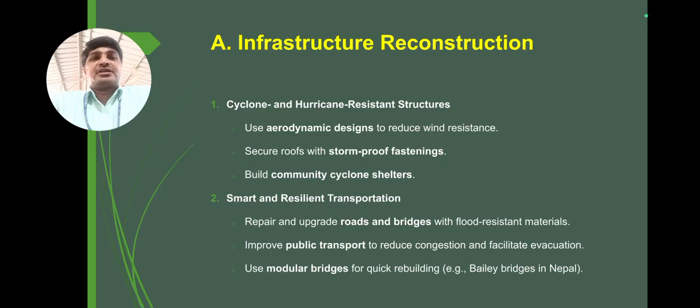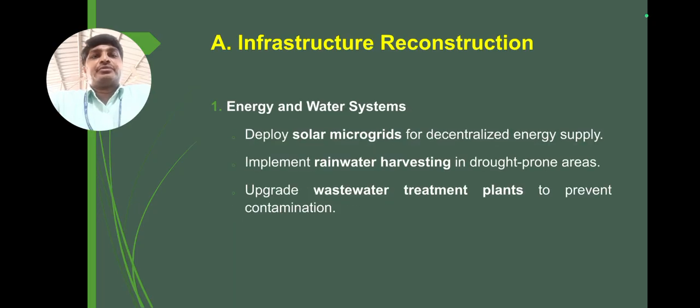Next is smart and resilient transportation. Repair and upgrade roads and bridges with flood-resistant material. Smart and resilient transportation means we should repair and upgrade road construction and bridges, and improve public transportation to reduce congestion and facilitate evacuation. Use modular bridges for quick rebuilding. For example, we can take the Bailey bridges in Nepal.